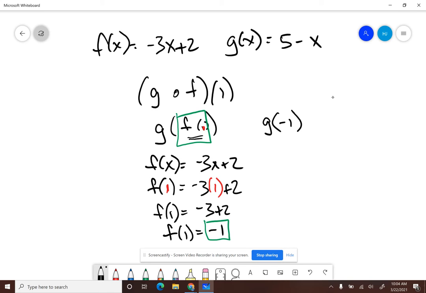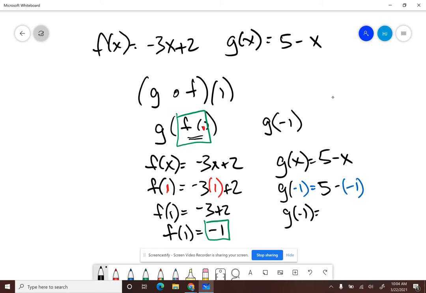Okay, so now let's do g of x equals 5 minus x. Again, now I'm going to do g of -1. So it equals 5 minus, again, a -1. So g of -1 equals 5. Again, this is 5 minus a -1.